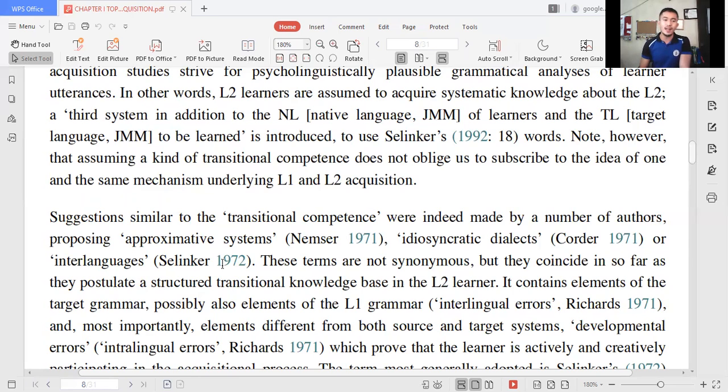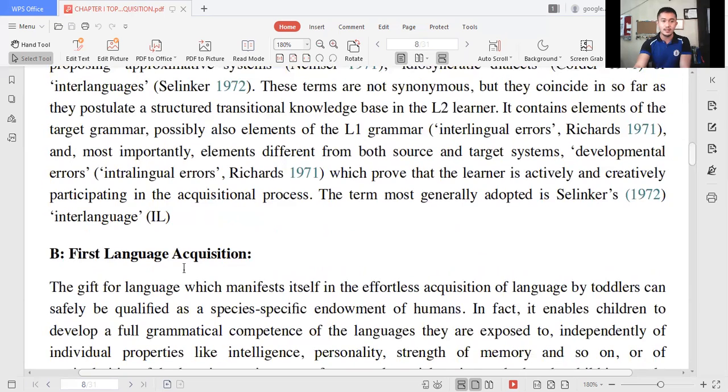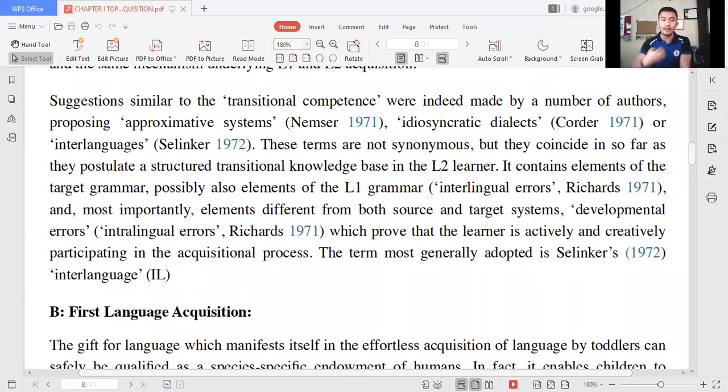Okay, it contains elements of the target grammar, possibly also elements of the first language grammar, or the interlingual errors, which was supported by Richards in 1971, and most importantly, elements different from both source and target systems. These are what we call the developmental errors, or the intralingual errors.